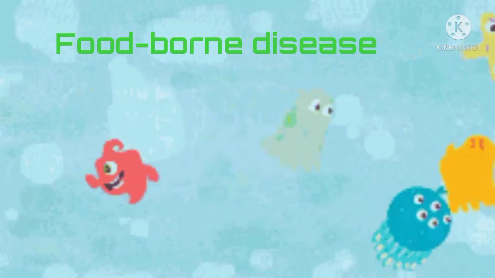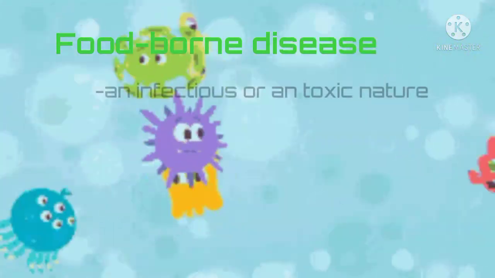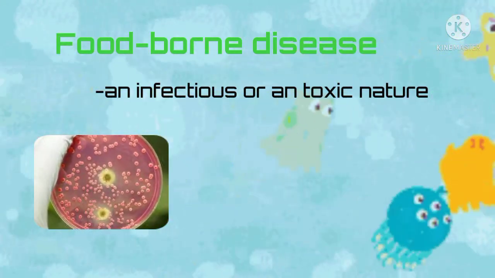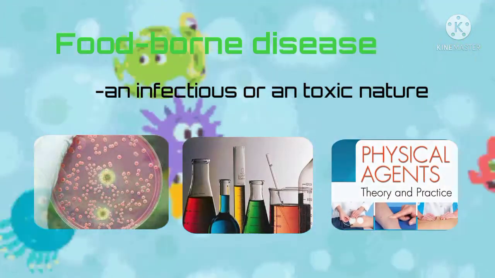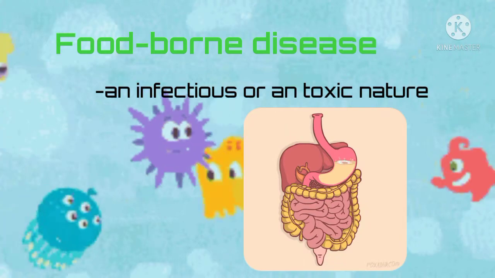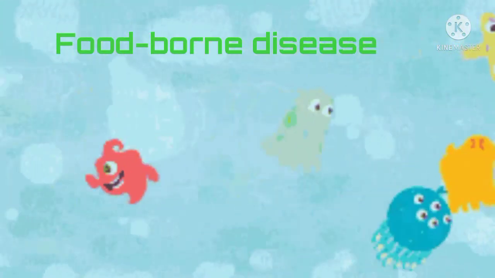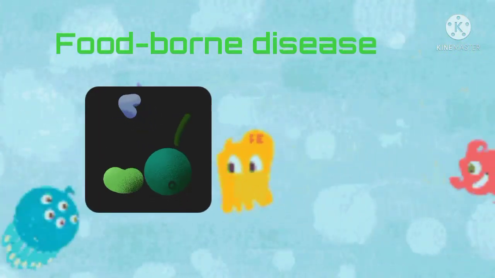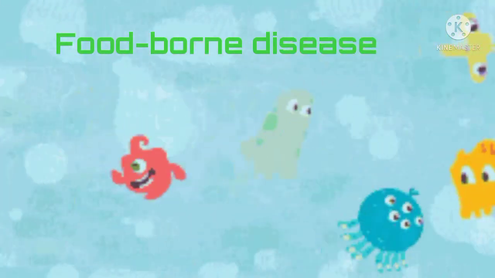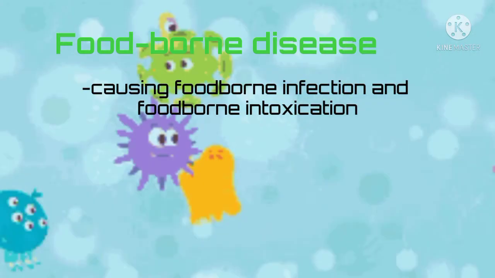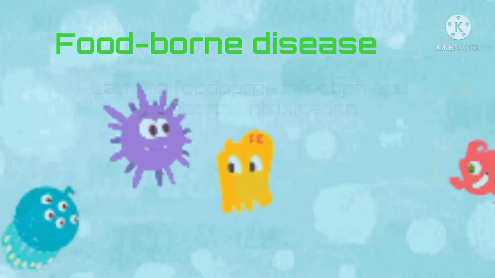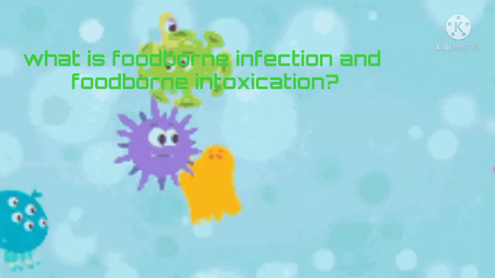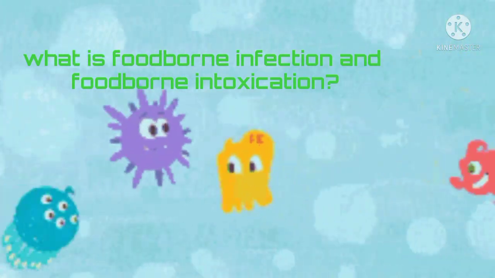A foodborne disease is a disease of an infectious or toxic nature caused by biological, chemical, or physical agents that have entered into our body through digesting food. Taking food that has been contaminated with organisms or harmful chemicals may result in an illness causing foodborne infection and foodborne intoxication. What is foodborne infection and foodborne intoxication? And what's the difference between these two?